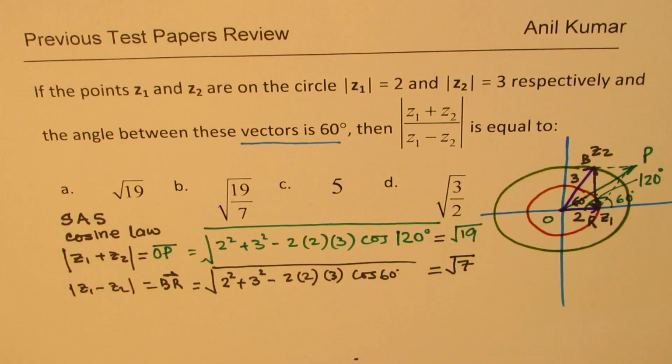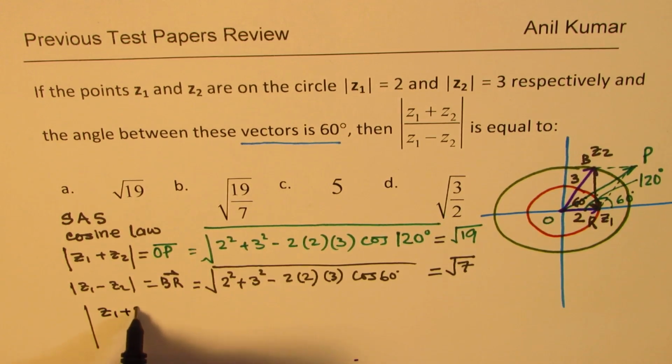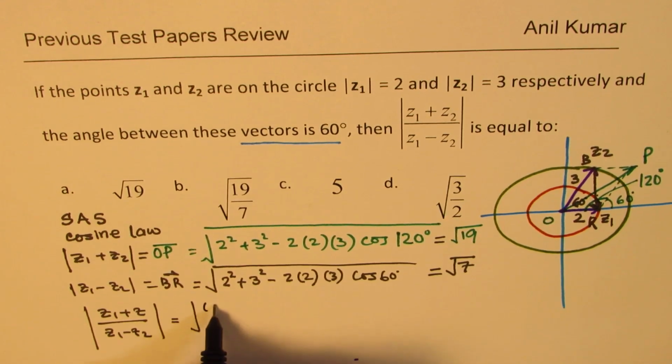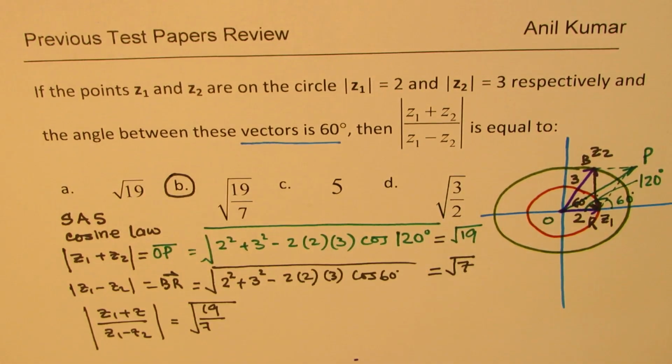What do we need? We need their ratios, right? What we need is ratio of their sum and difference, which is clearly square root of 19 over square root of 7, which is our option B. Is that clear? Right? So that is how we are going to solve this question.